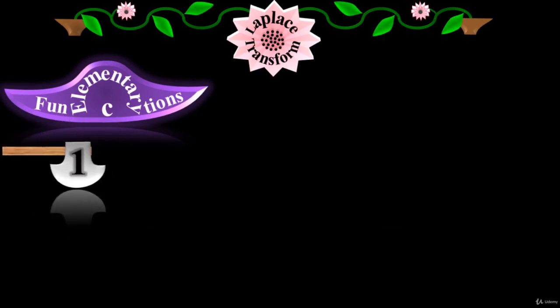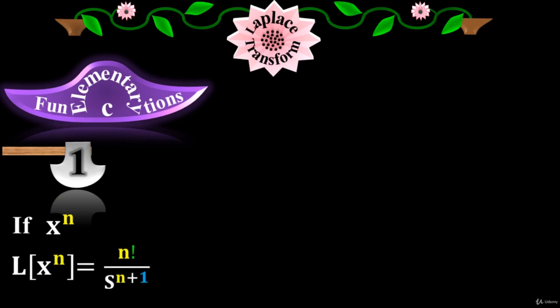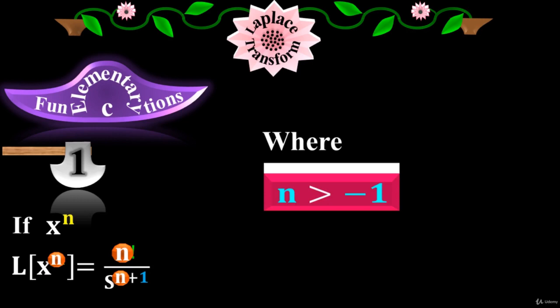Elementary function number 1. If the function f of x equals x to the n, and I take its Laplace, the Laplace of x to the n equals n factorial over s to the n plus 1. N is any integer, whatever value you have for n, you have to put it here. But n should be greater than minus 1. This is very important. N shouldn't be less than minus 1 or equal to minus 1. It must be greater than minus 1.